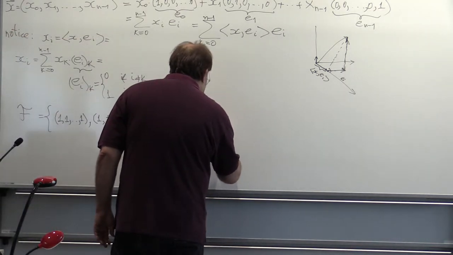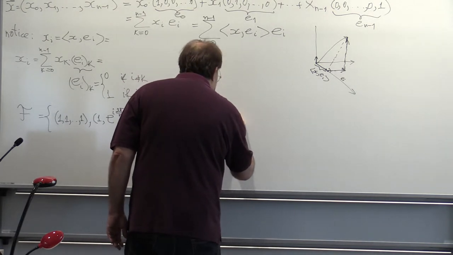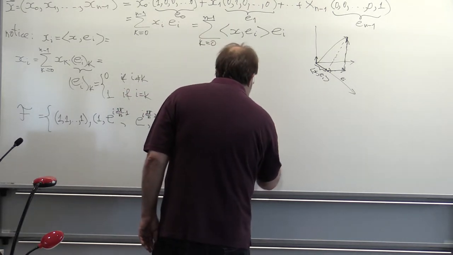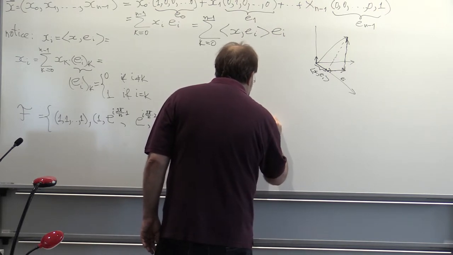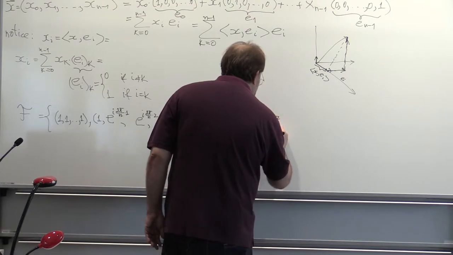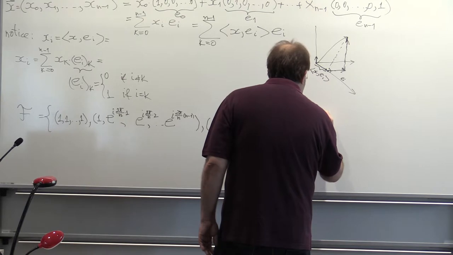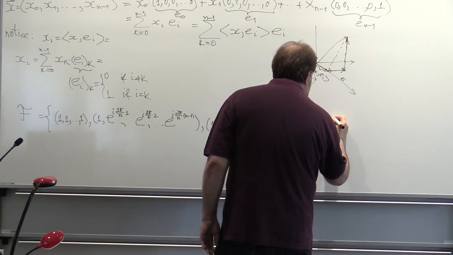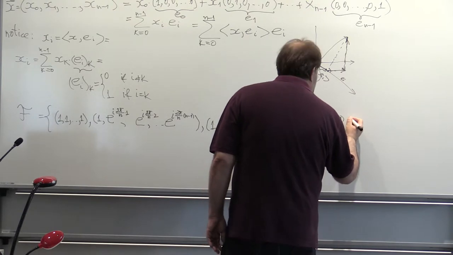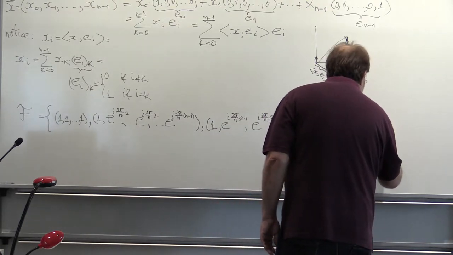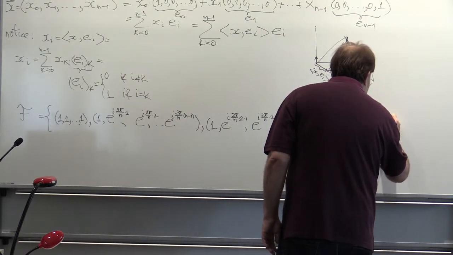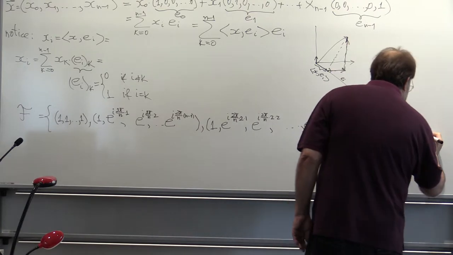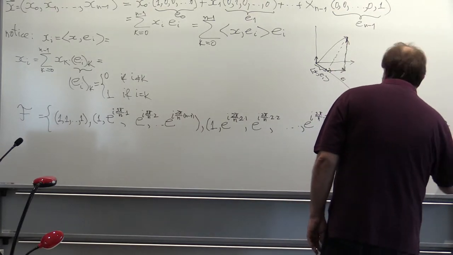And then the next vector is again 1, and then e to the i 2 pi divided by n times 2 times 1, then e to the i 2 pi divided by n times 2 times 2, all the way to e to the i 2 pi divided by n times 2 times n minus 1. And so forth, the very last vector will be 1, e to the i 2 pi divided by n times n minus 1 times 1, and then you will have the same here, but times 2 and so forth.